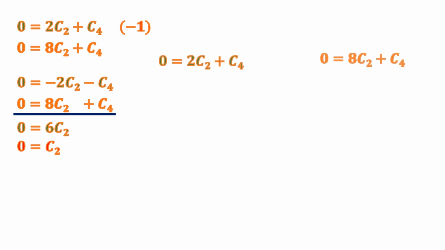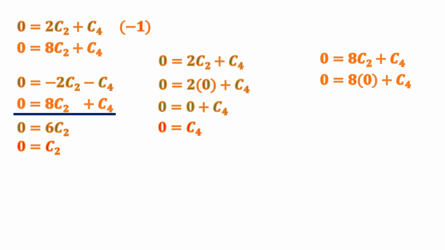Then to get the C4, we can use either of these two equations. So it's just both. Let's just use both equations. So substitute 0 equals 2 times 0 is 0. So C4 is also 0. How about on the other equation? 8 times 0 is 0. C4 equals 0. So C2 is 0 and C4 is also 0.